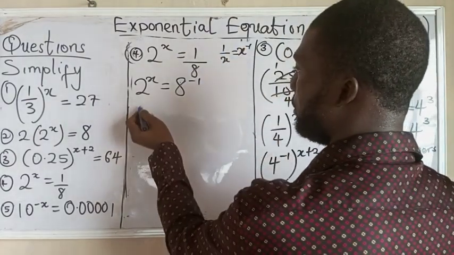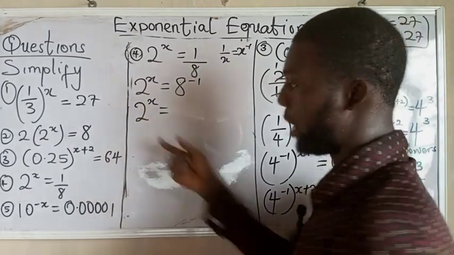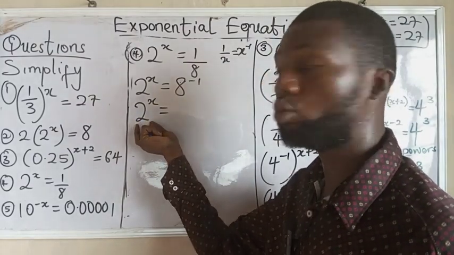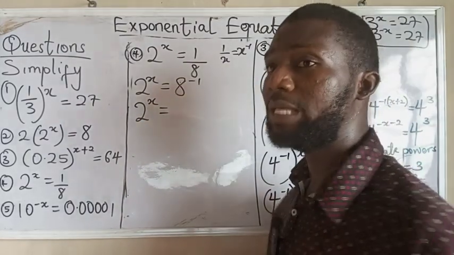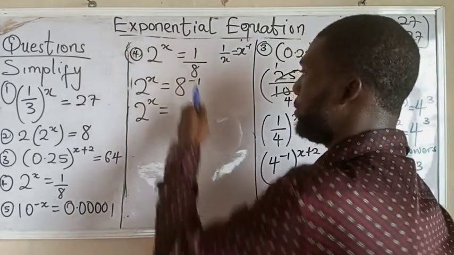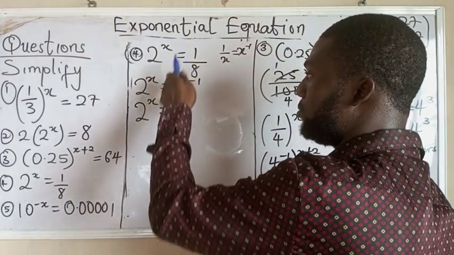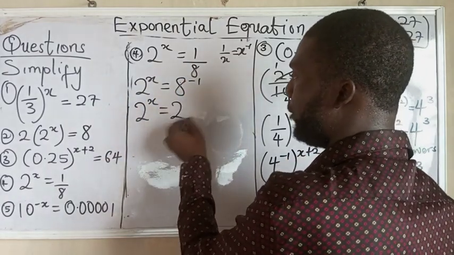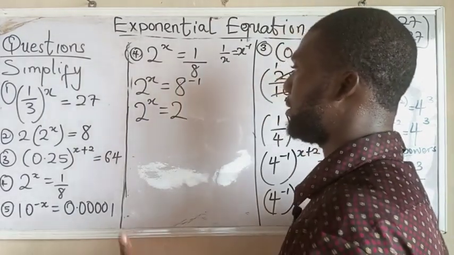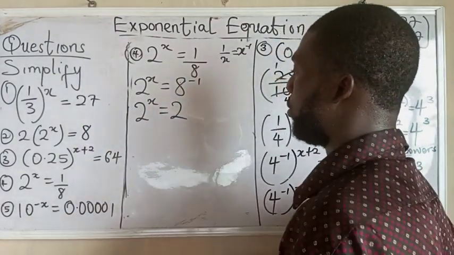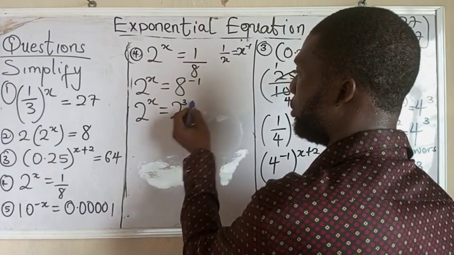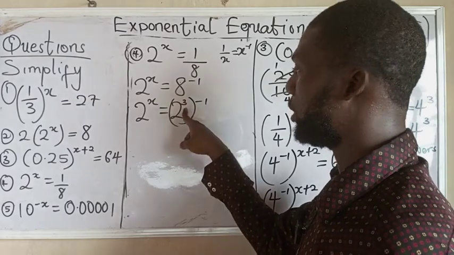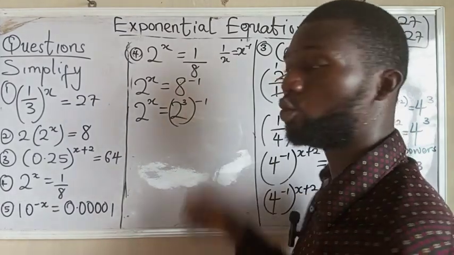So on this note, I can say 2 raised to power x equals, my left hand side is having a common base of 2. So automatically it is giving me a signal that on my right hand side I need to find a common base like the left hand side, and that is 2 raised to power something. Now when I multiply it, it's going to give me 8. And what is that number? 3. So it tells me that 2 raised to power 3, if I multiply 2 three times, gives me 8.